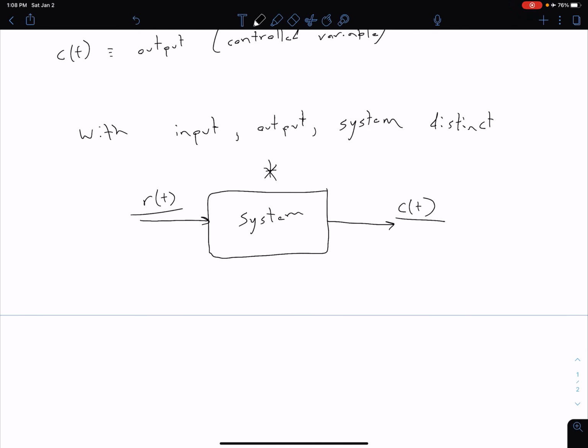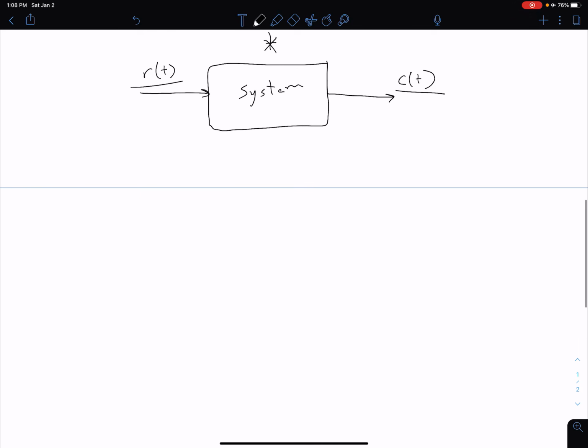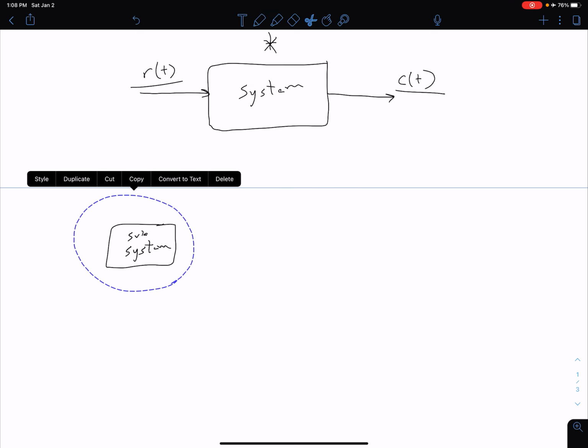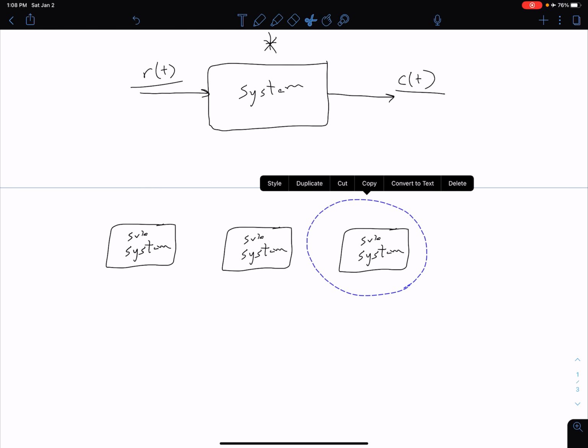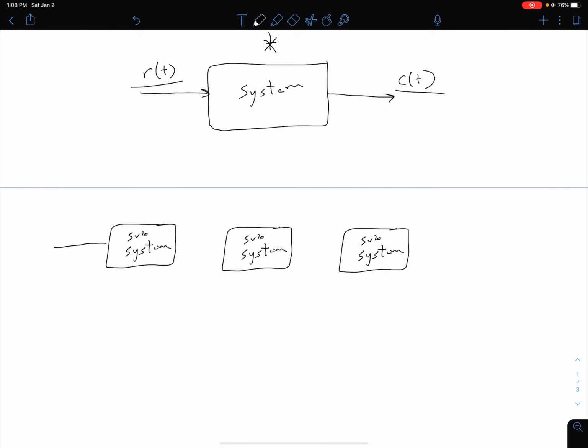We could extend this idea even further and say, well, what if we had several smaller subsystems? What if we have something like this? We have a subsystem, and let's just copy that. Let's say we have a few subsystems in here. Let's say we have an initial input over here on our left, going into subsystem 1, going into subsystem 2, into subsystem 3, and then finally we get our usable output c of t.